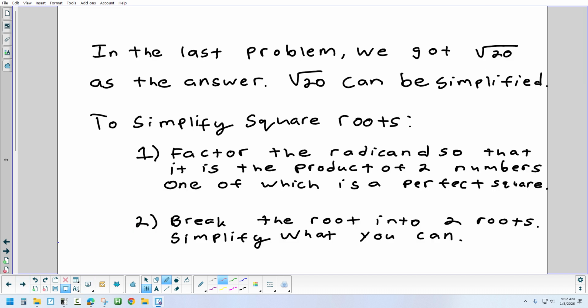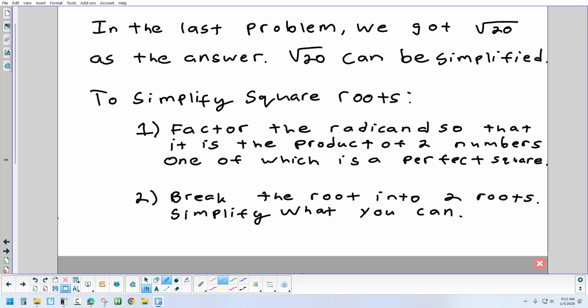Okay, if you've got a method that you use to reduce square roots, and it works, and you would have gotten 2 square root of 5 with your method, then just use your method. If you don't know how to reduce a square root, I'm going to show you one method, the one we just did. So the whole key, and Quinn said it right away, was to factor it. And you have to factor it so it's the product of 2 numbers, and one of them has to be in this list. Has to be a perfect square.